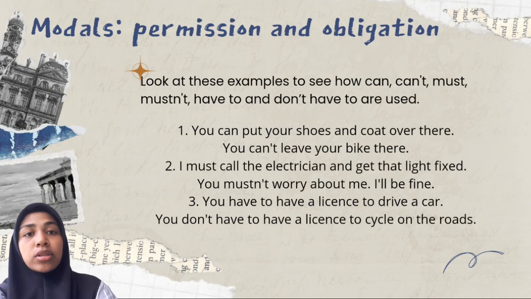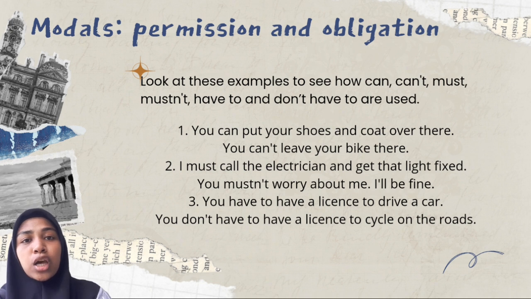And three, modals of permission and obligation. Look at this example to see how can, can't, must, have to, and don't have to are used. You can put your shoes and coat over there. You can leave your bag here. I must call the electrician and get that light fixed. You mustn't worry about me and I'll be fine. You have to have a license to drive a car. You don't have to have a license to ride a bike on the roads.